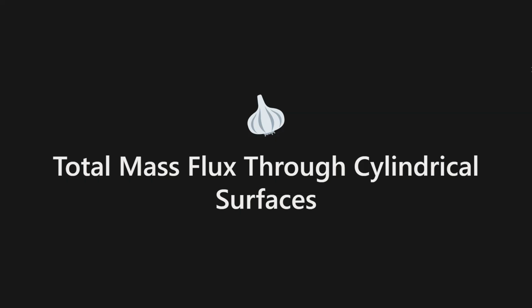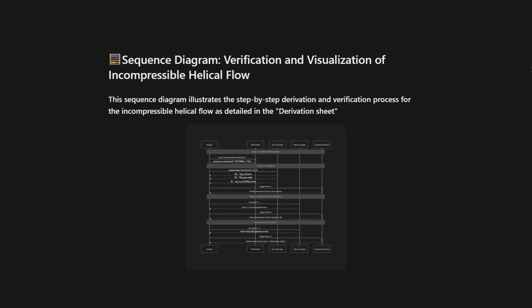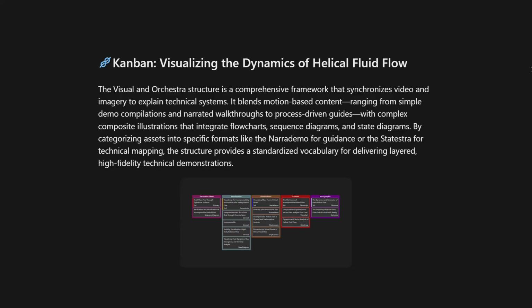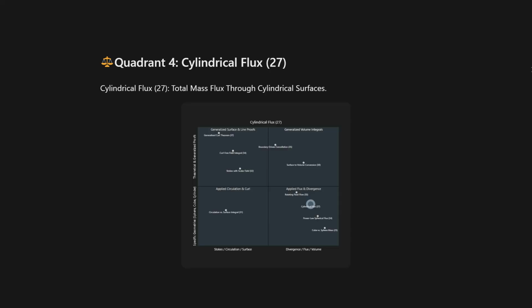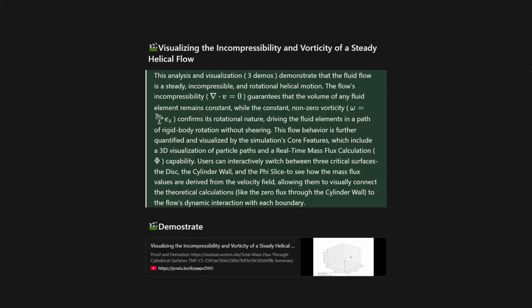The most defining characteristic of this movement is rigid body rotation. This means the fluid elements spin around their own centers as they travel. This internal spin, or vorticity, is constant and points straight up. Unlike a chaotic storm, this flow is stable and predictable, acting as a single cohesive unit as it spirals toward the top. Bridging theory and vision.